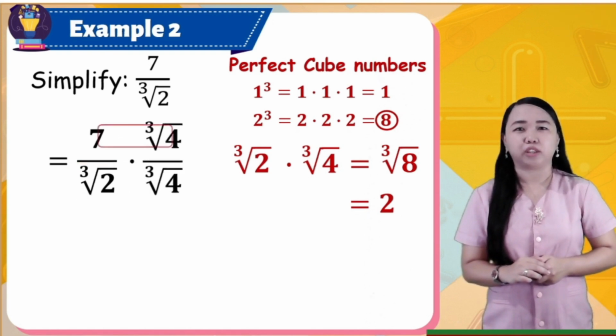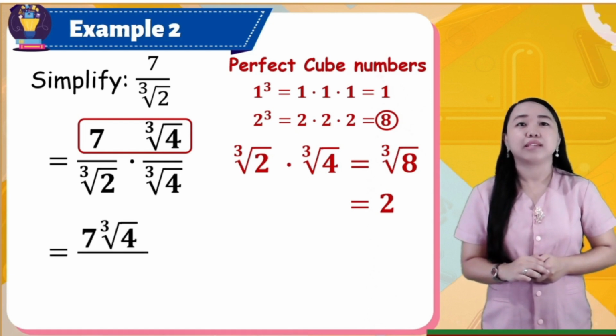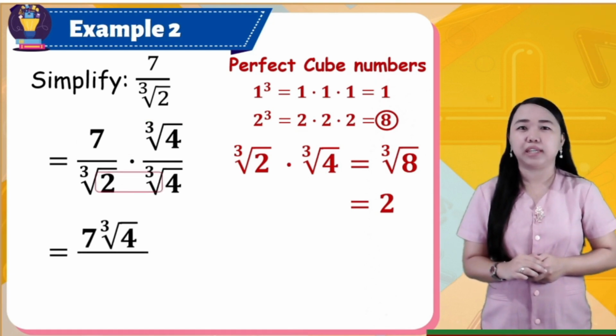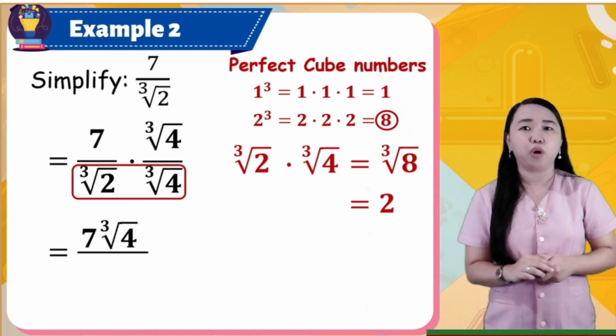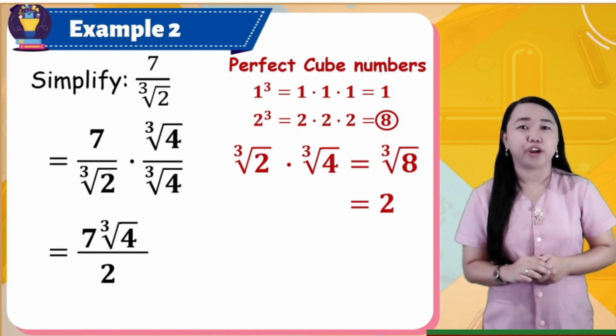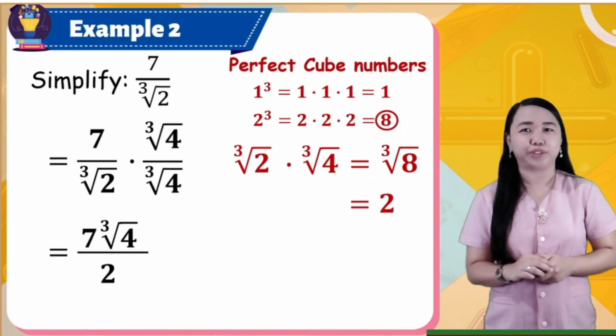Multiplying the numerator, 7 times cube root of 4 is 7 cube root of 4. And multiplying the denominator, cube root of 2 times cube root of 4 is cube root of 8 or 2. Therefore, the final answer is 7 cube root of 4 over 2.